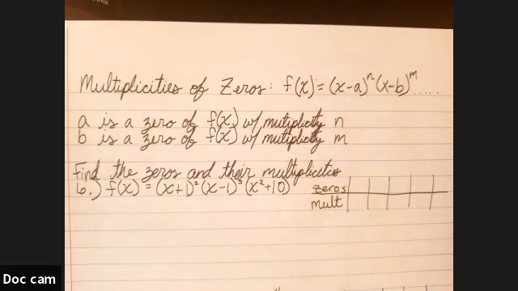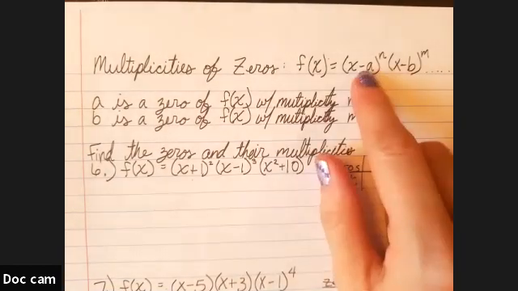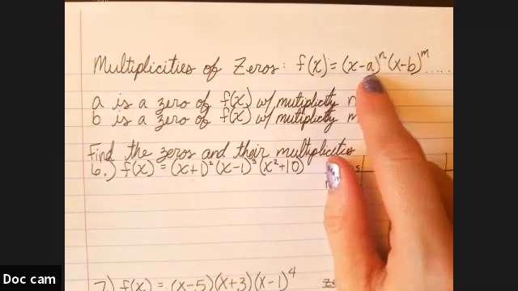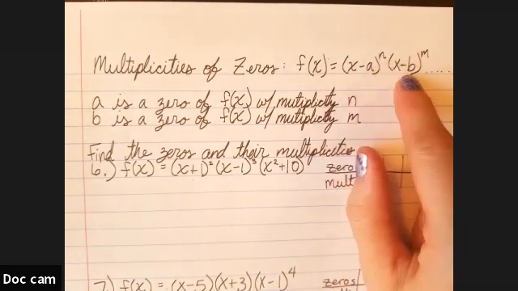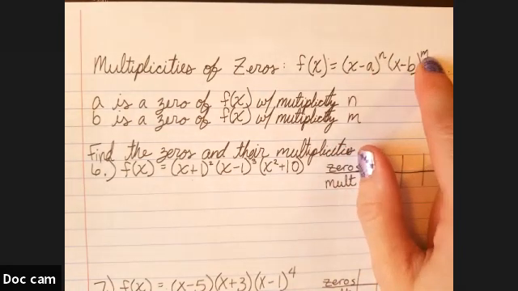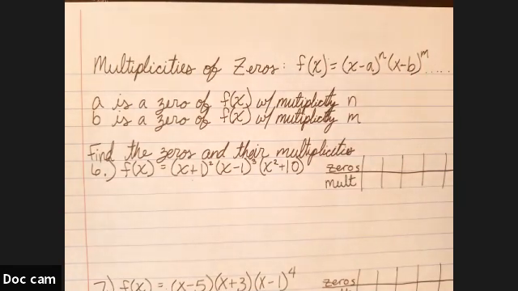All right, so multiplicities of the zeros. Once you have your polynomial in factored form, you can identify the multiplicities. So here, A is a 0 with a multiplicity of n. B is a 0 with a multiplicity of m. So the exponent there is the multiplicity. A lot of times maybe it's just 1, and that's fine.